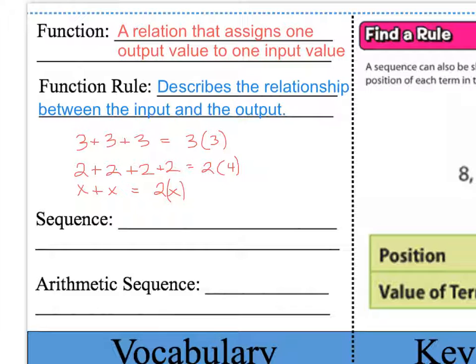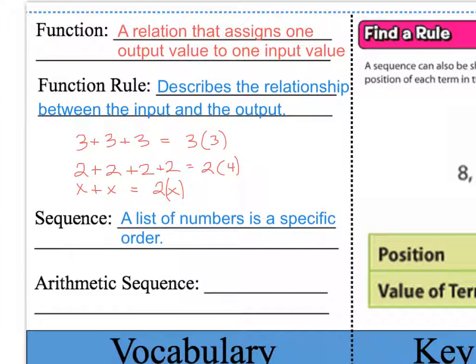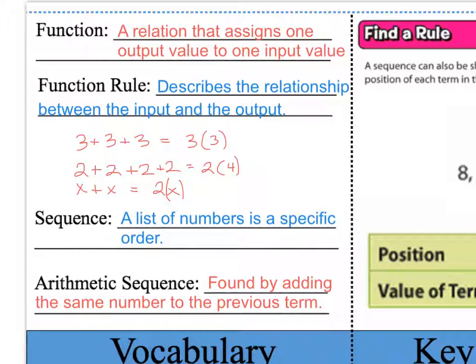So the next vocabulary word is called sequence. And a sequence is a list of numbers in a specific order. The last vocabulary word is called arithmetic sequence. And this kind of sequence is found by adding the same number to the previous term.